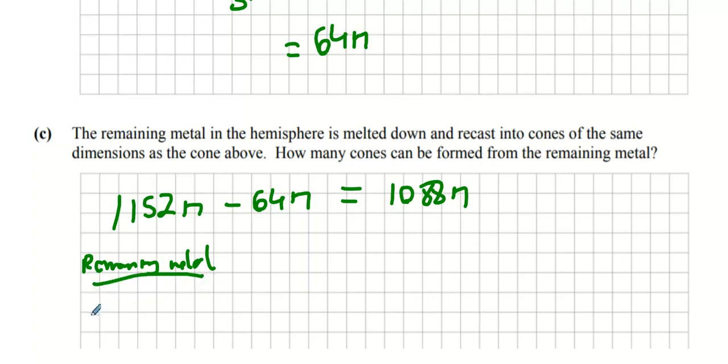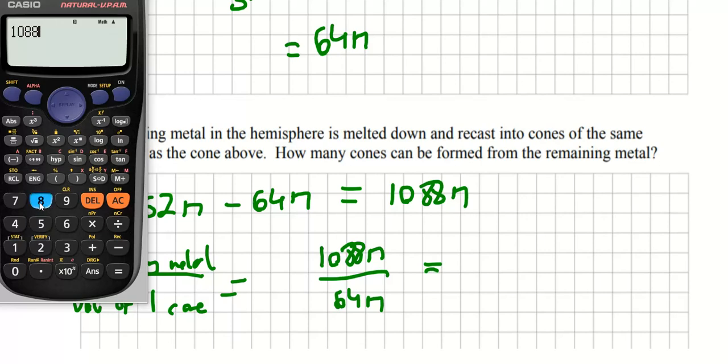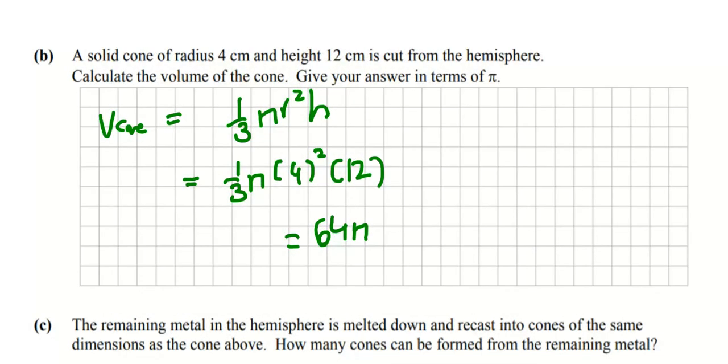Now, it's basically remaining metal divided by volume of one cone. Should tell us how many cones we can make out of the rest of it. So we have 1088 pi centimeters cubed of metal to use. Each cone gives 64 pi. So it's essentially 1088 pi divided by 64 pi. You can always cancel the pi's if you want. And that gives me 17 cones. 17 cones remain. Okay. That's alright.